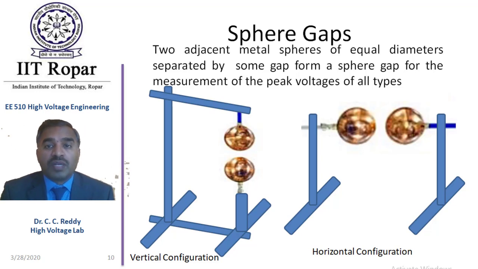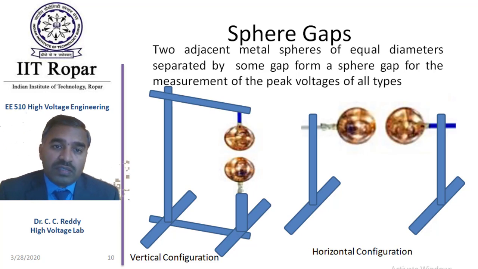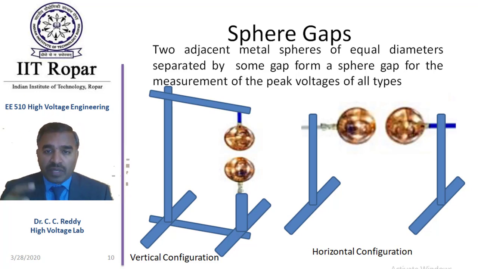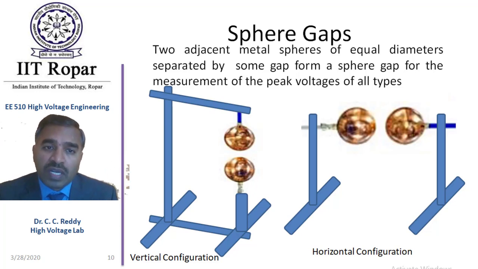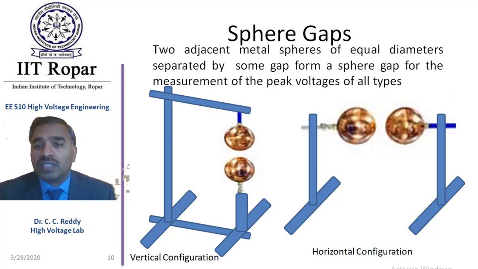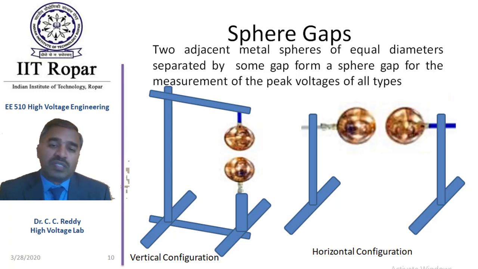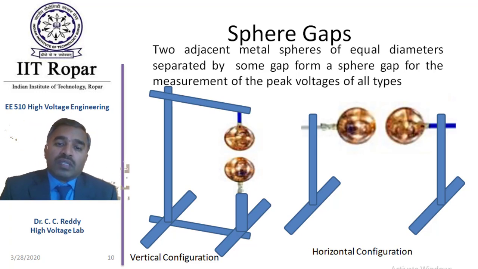Among the spark gaps, sphere gaps are actually standard. The other gaps are not recommended in the standards, but sphere gaps are approved and recommended by the standards. Two adjacent metal spheres of equal diameters separated by some gap form a sphere gap for the measurement of peak voltages of all types: AC, DC and impulse. The gap breaks down at peak voltage.